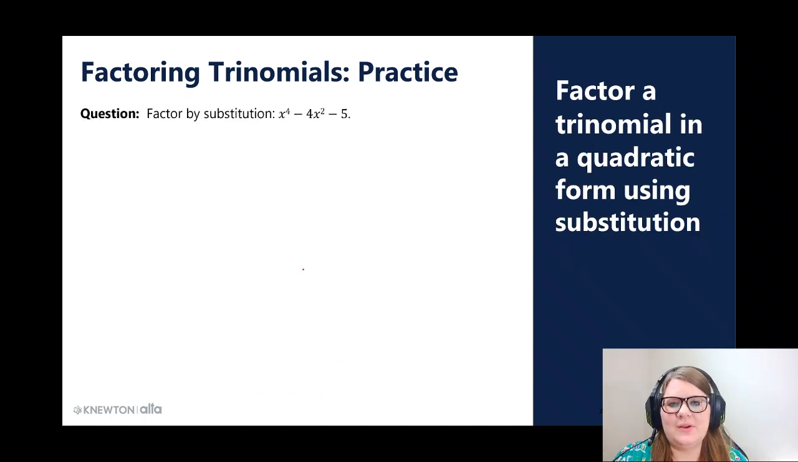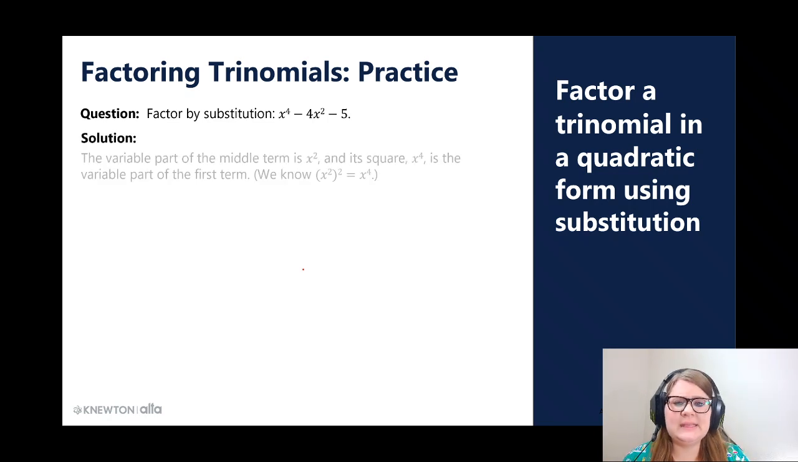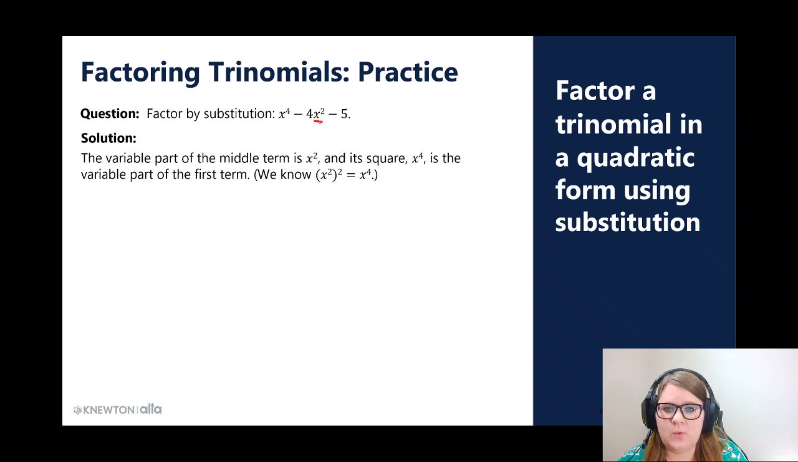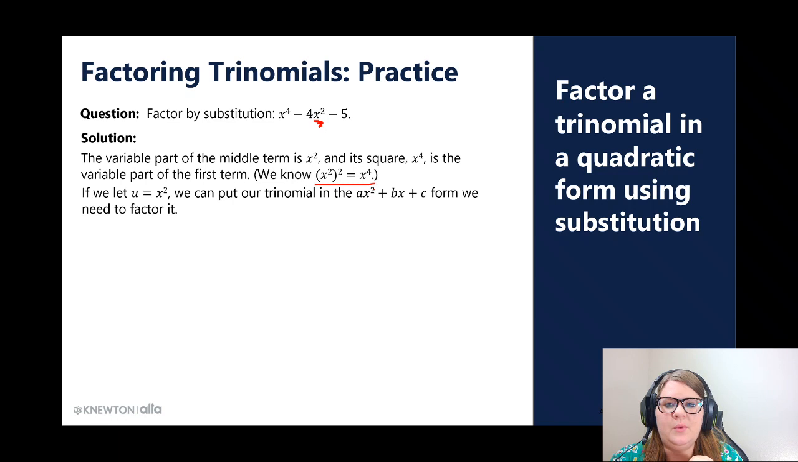So one other thing I want to point out is a situation where you have exponents that are not x squared, x and a number. It's important to recognize that you can still factor these in a slightly traditional method. So what we're going to do is called factoring by substitution. In this case, we're going to look at that middle term. It's x squared, okay? And we're going to ask, is that squared the first term? So x squared squared is x to the 4th. So that works. So we're going to say u equals x squared.